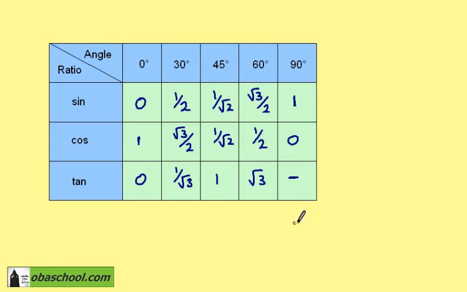If you try the tangent of 90 degrees on your calculator, you'll find that you get an error. You'll get very large values if you try tan of 89, 89.9, 89.99, and so on. And we'll see why in later courses.